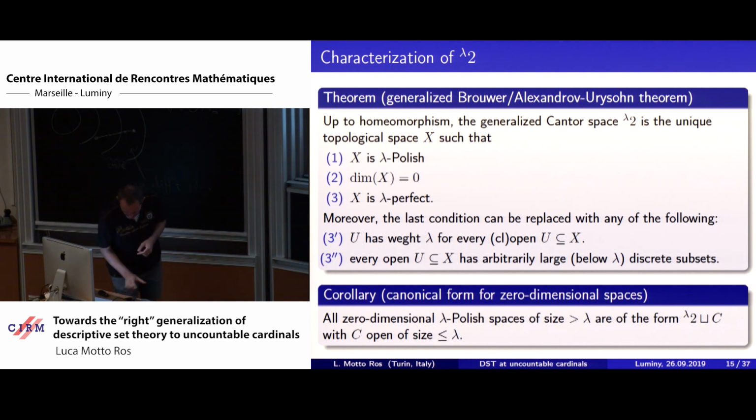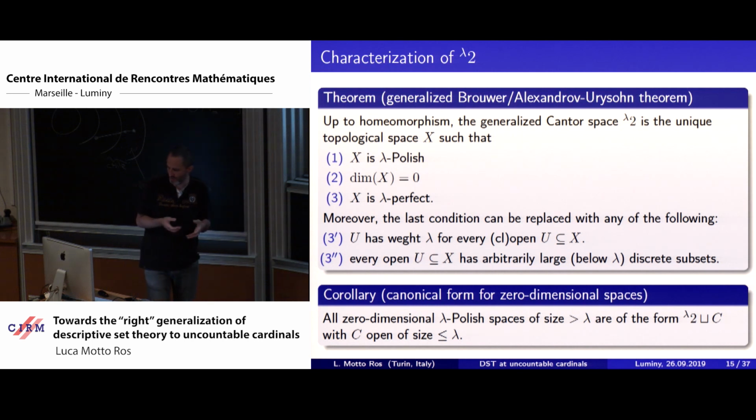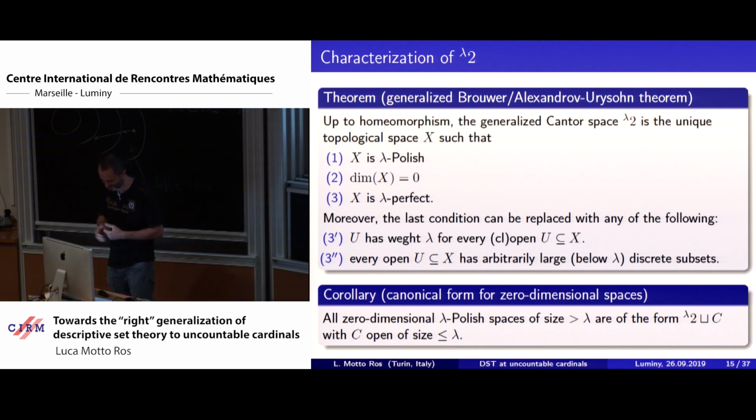And also, this gives a canonical form for zero-dimensional spaces. If you take a zero-dimensional space, you can decompose it exactly as the Cantor space plus some open set of size less or equal than lambda. This is a bit strange because in the classical case, the perfect kernel of a zero-dimensional space can assume different shapes, and here it's always the Cantor space for this result.